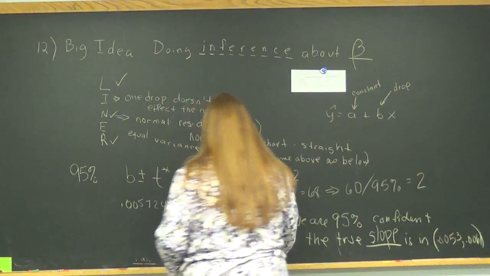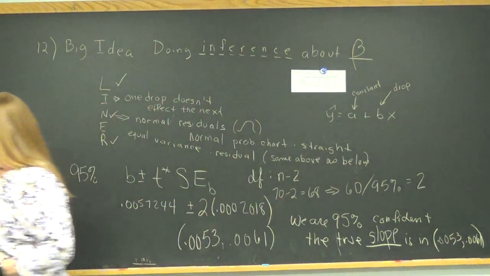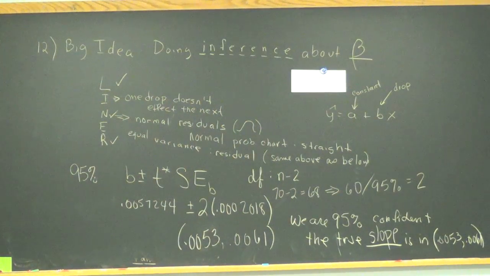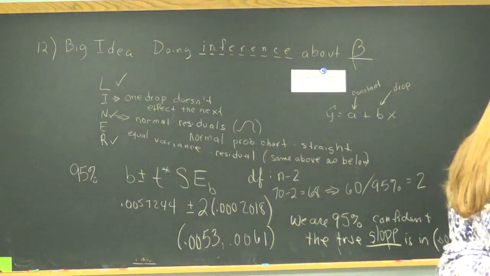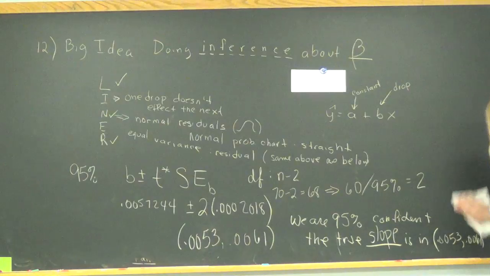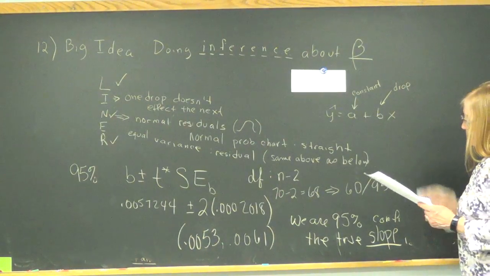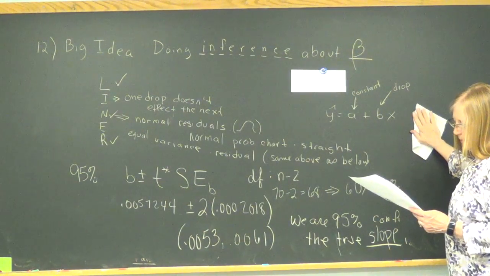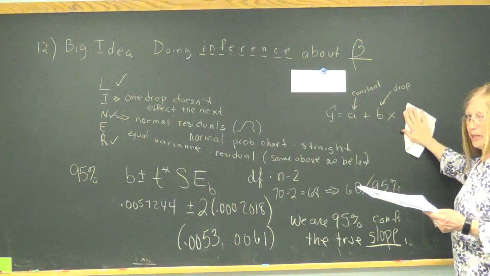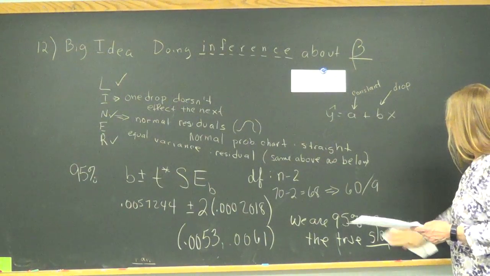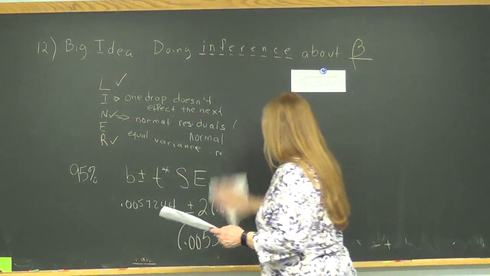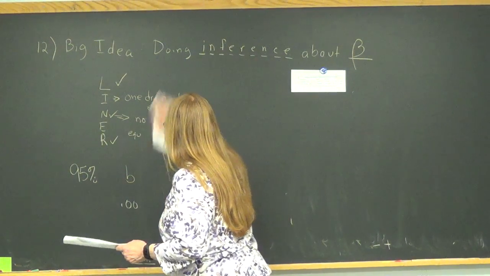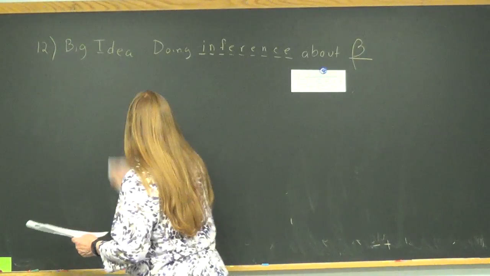I accidentally put in Z. Right now we're clearing them. Is it a 95%? Okay, cool. Let's do 90% so we get different numbers. Do you know how to clear them? It's going to be different numbers anyways because our degrees of freedom is different.